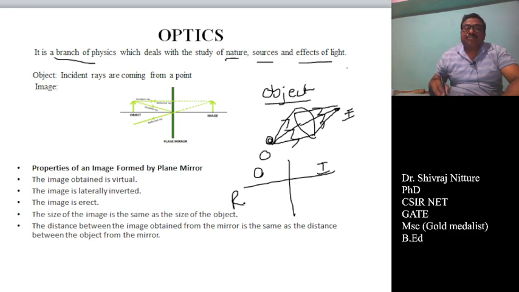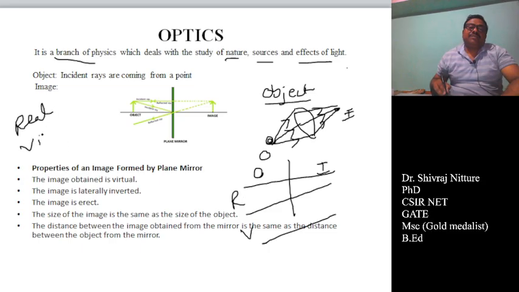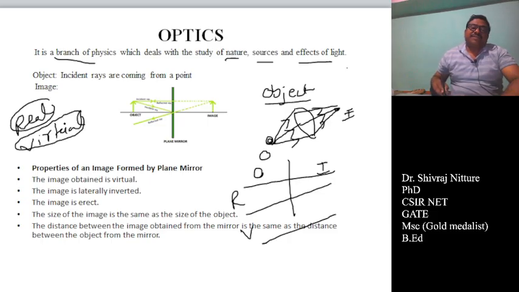In objects there are two types: one is real object, another one is virtual object. Similarly, in the case of image also, you can see real image and virtual image. R stands for real and V stands for virtual. Real means it is at the exact position where you are seeing it or from where it is coming. Virtual means it appears to be there but actually it is not there, it is somewhere at some other place, but when you see it, it seems to be there.